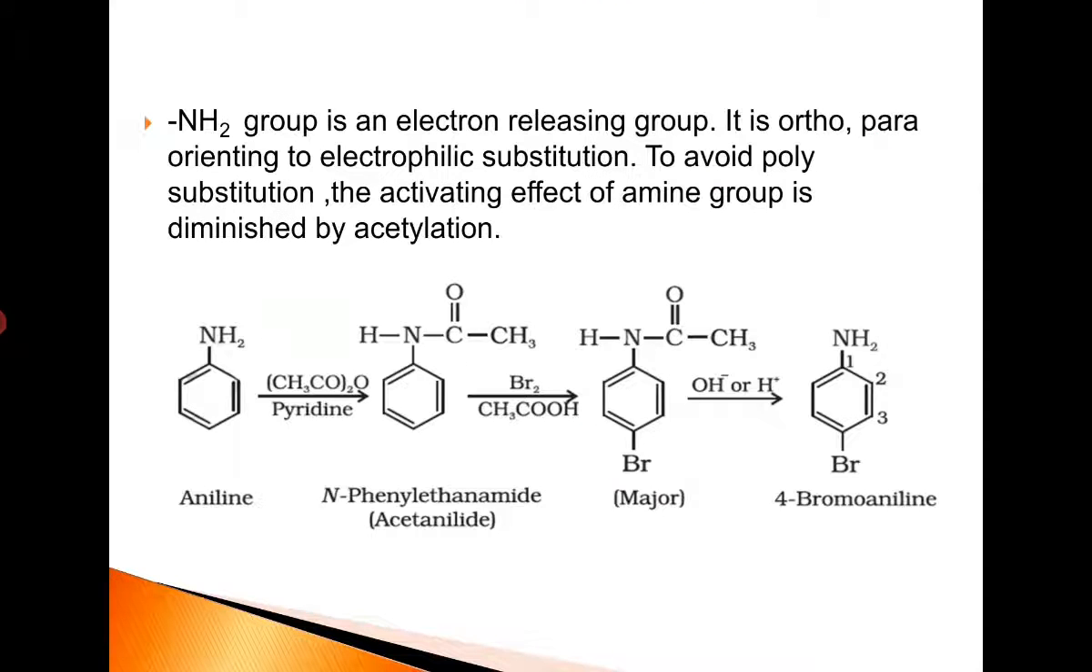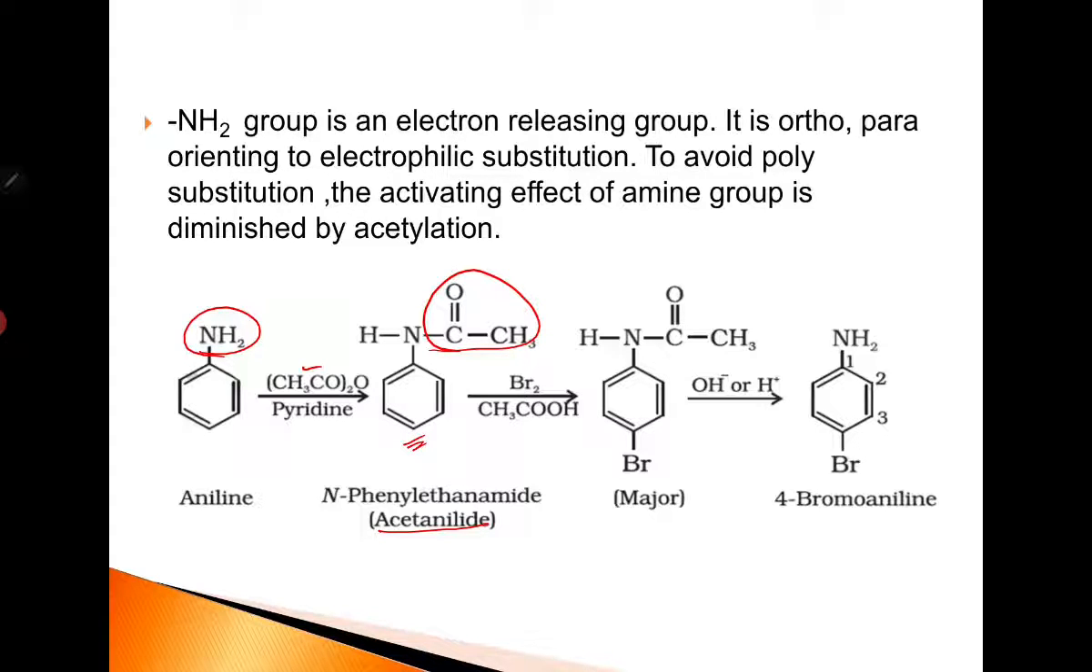Next. But as I have said just now, suppose we want to prepare only the mono substituted derivative, the amine group should be protected. Therefore, first it is treated with acetic anhydride. Then one of the hydrogens of the NH2 group is substituted by the acetyl group, and we get N-phenyl ethanamide, or acetanilide.